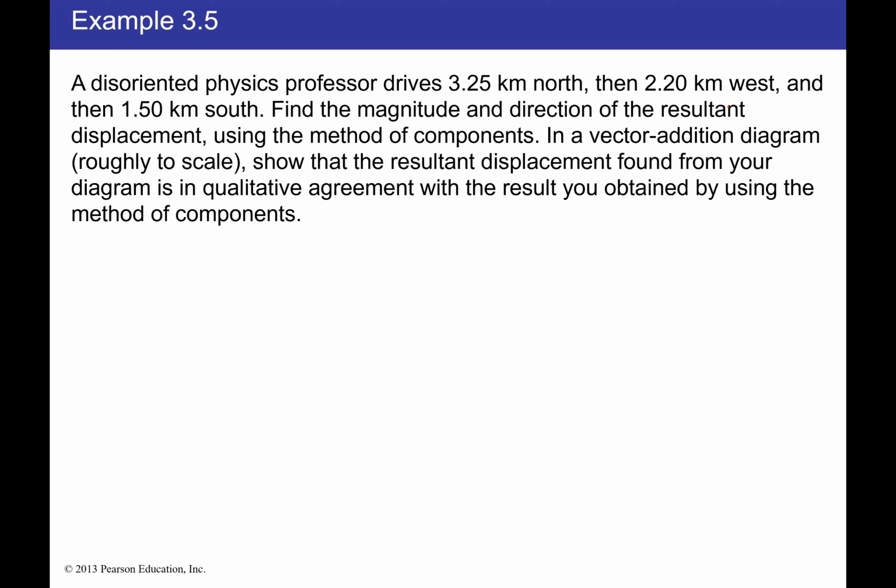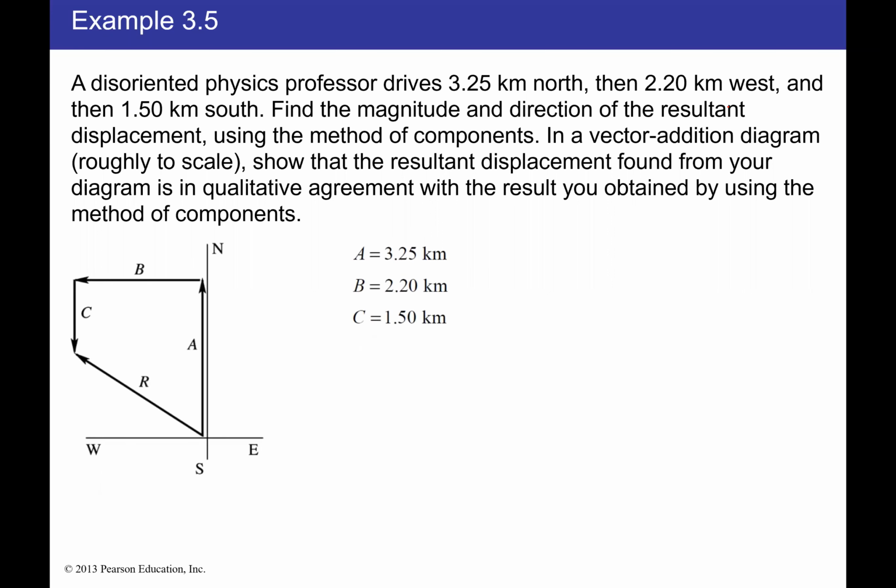That means here's the graph for your three vectors. Let's call them A, B, and C. I can write A, 3.25 kilometers north, B, 2.2 kilometers west, C, 1.5 kilometers south. And I draw all those vectors, connect them tip to tail, and here's the resultant. That's my resultant vector.